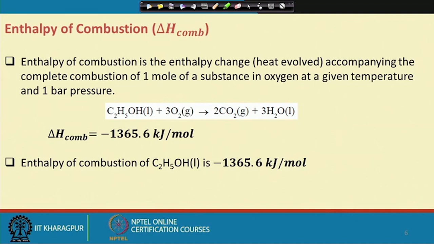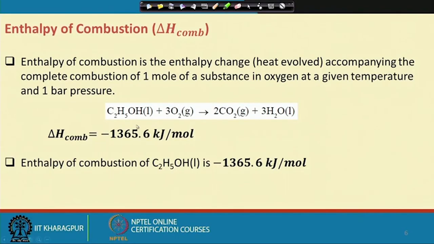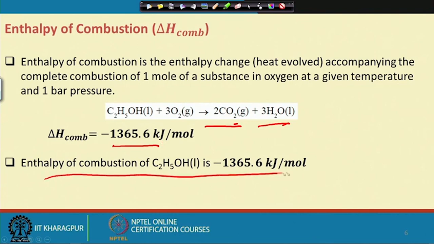I shall solve one problem, and then the enthalpy of formation will be much clearer. Now, the enthalpy of combustion means you burn ethanol in the presence of oxygen, and the final products are carbon dioxide and water. The heat of combustion is -1365.5 kilojoules per mole. This is how we can express the enthalpy of combustion.